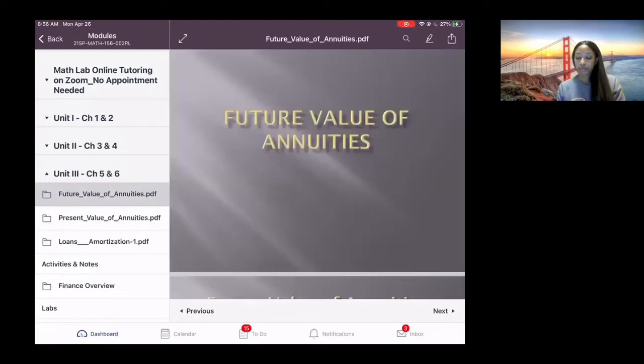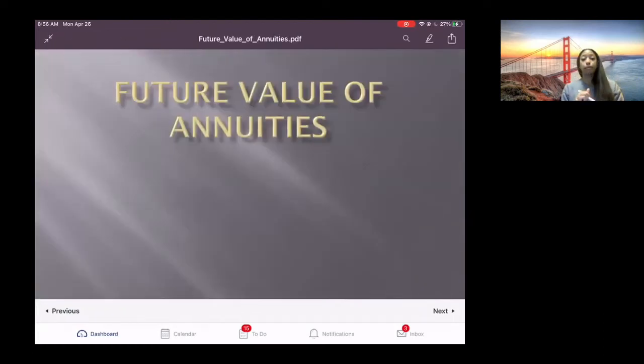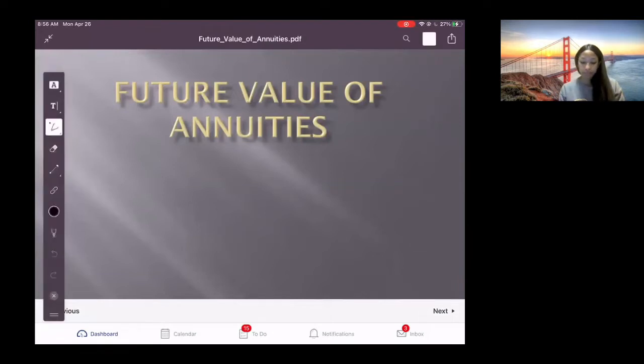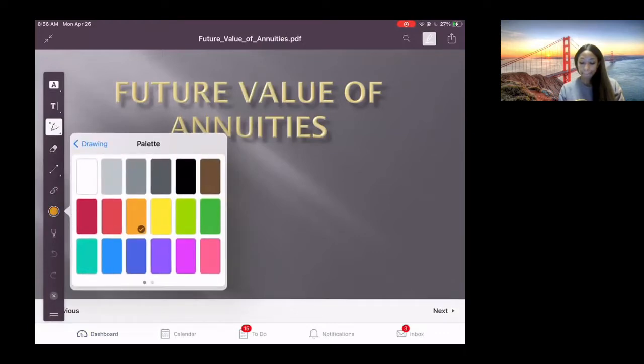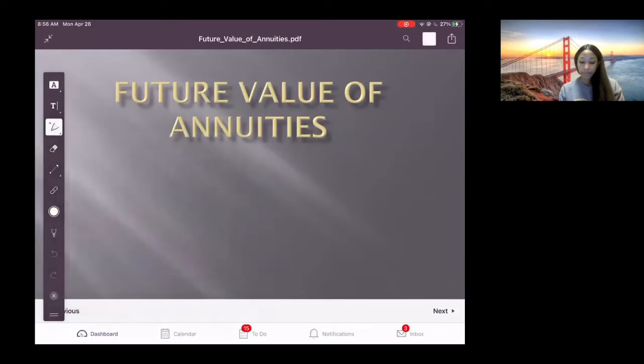This is problem or section 6.3 from our books. I'll give you a second to open that up if any of you are interested in opening it up. But today, like I said, we're going to talk about annuities.